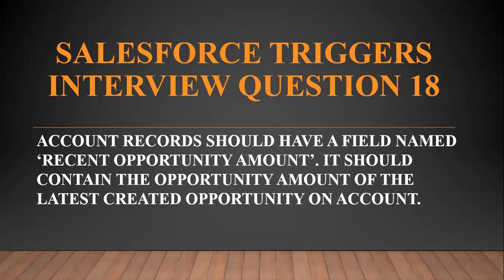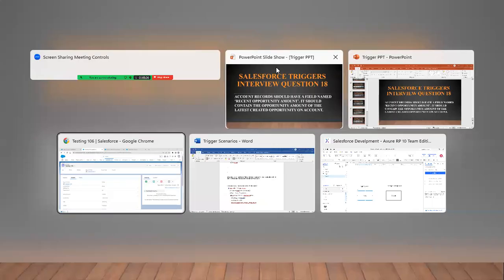In this video, we are going to continue with our next trigger scenario, question number 18. Account records should have a field named recent opportunity amount. It should contain the opportunity amount of the latest created opportunity on the account. Okay, so in this scenario, let me show it on UI.